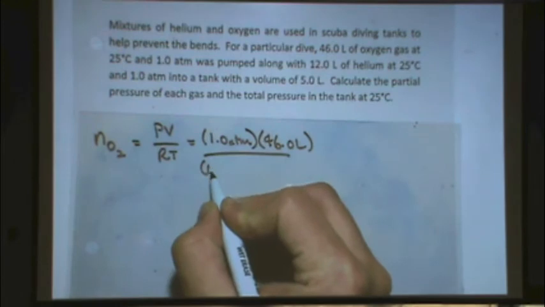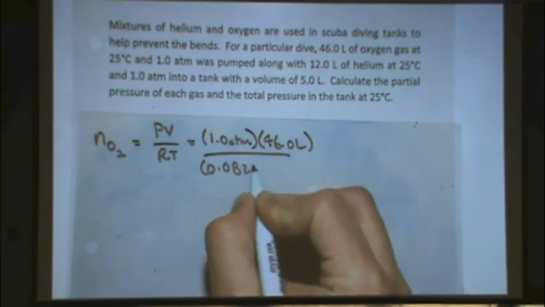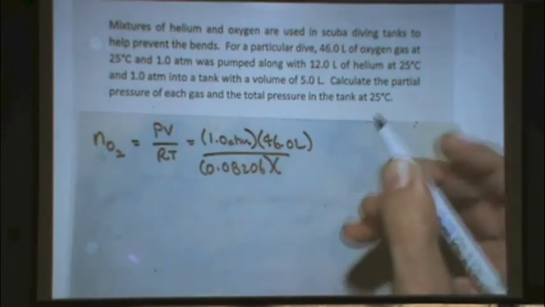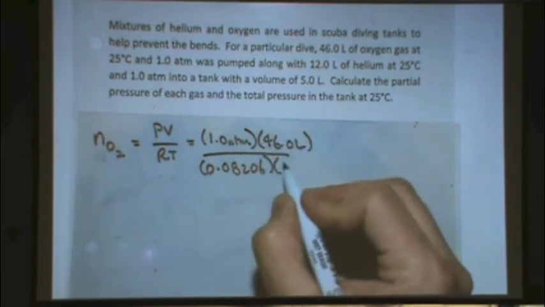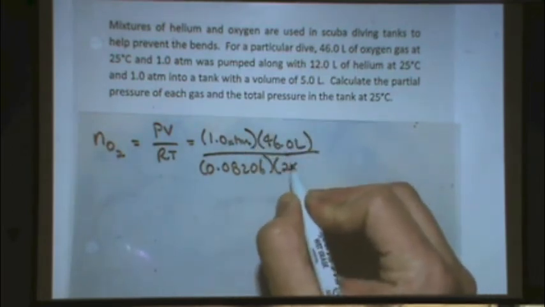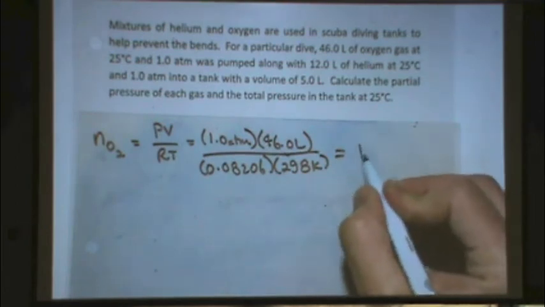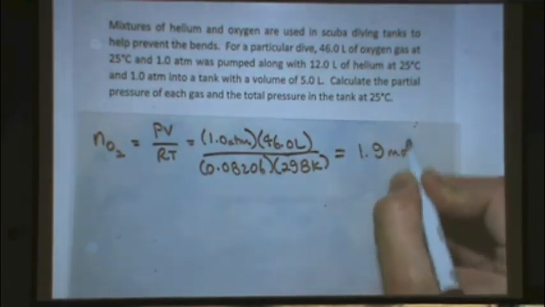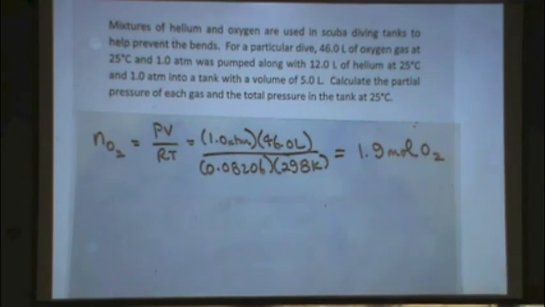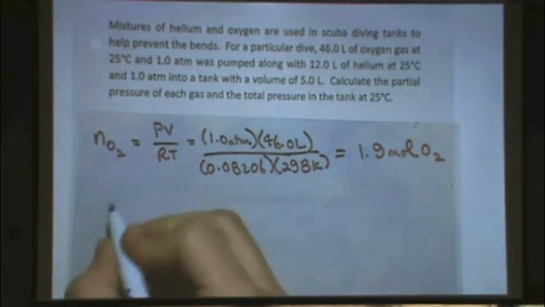R is a constant, 0.08206. Temperature initially is 25. Add 273 to that, you'll get 298 Kelvin. So the initial moles is 1.9 moles. And that's about 2.